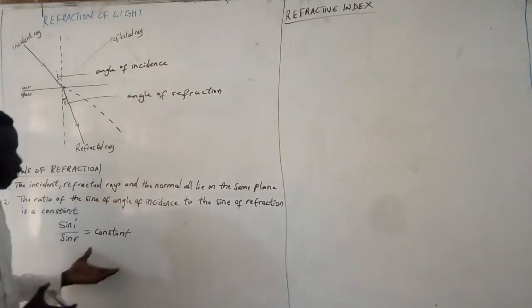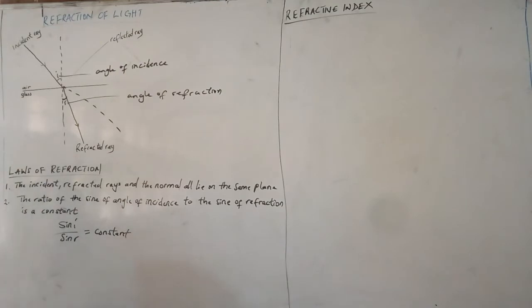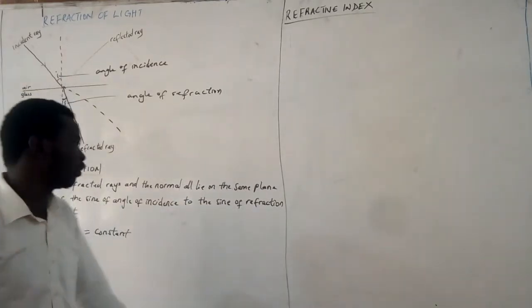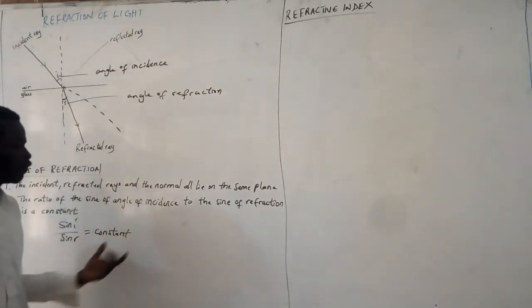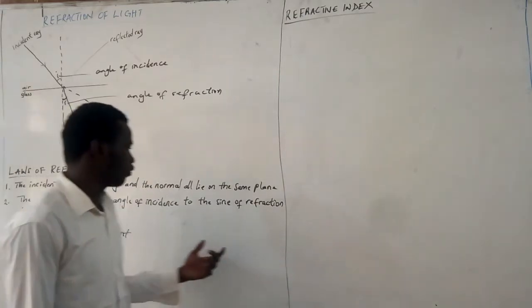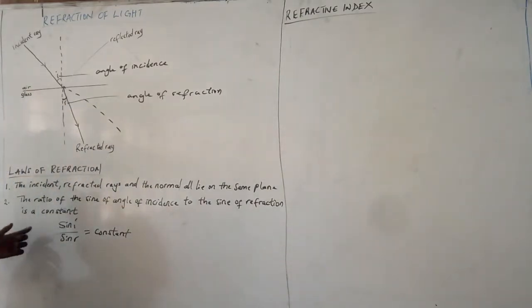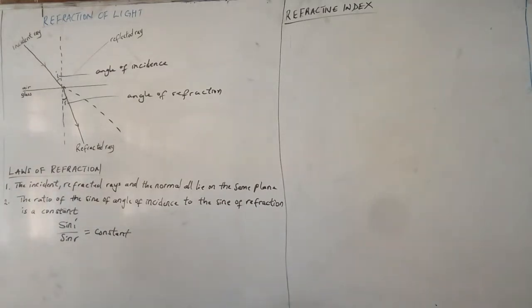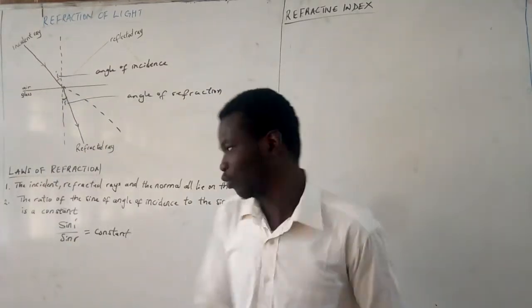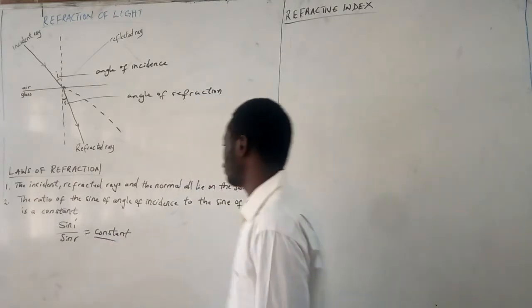Then we have the laws of refraction, which state that the incident ray, the refracted ray, and the normal all lie on the same plane. So that's the first law. Then the second law says that the ratio of the sine of the angle of incidence to the sine of the angle of refraction is a constant. That is, sine I over sine R is a constant.